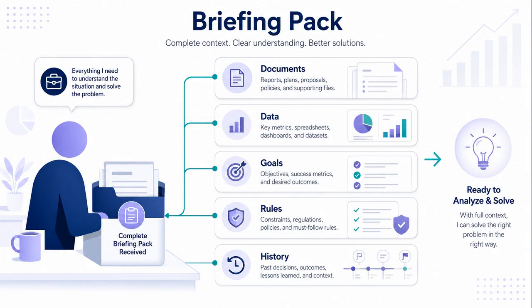Now let's look at a simple analogy. Imagine asking a consultant to solve a business problem. If you only give one sentence, the answer will be generic. If you give documents, numbers, goals, rules, and history, the answer improves. AI works in a similar way. The model can only use what is available in its context. Context engineering is like preparing the briefing pack. A better briefing pack creates better work.